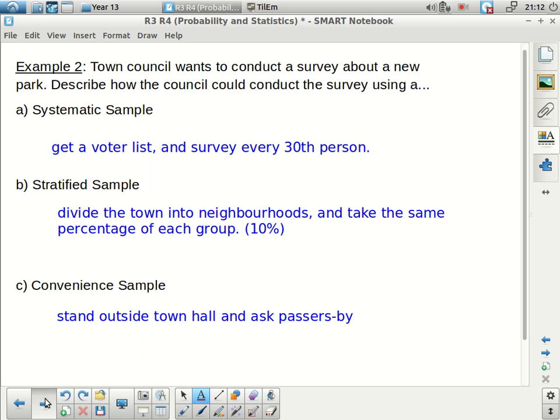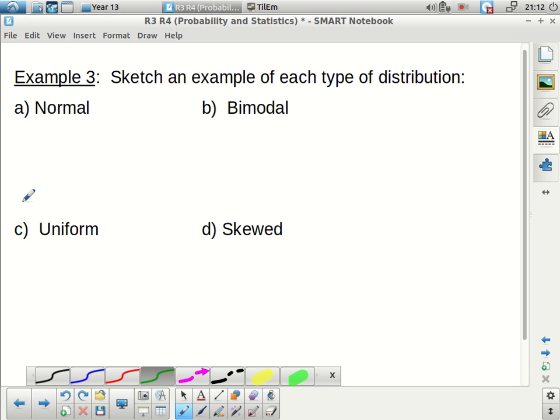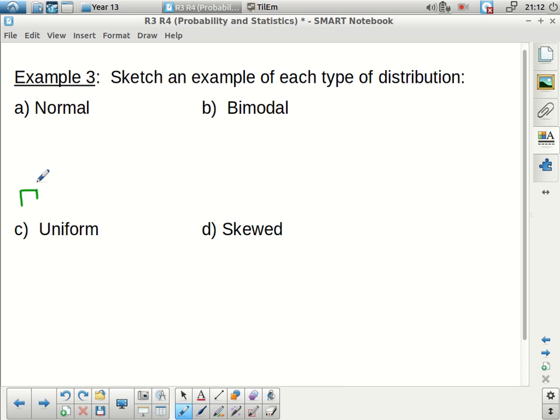And for our final example, we're going to review some of these shapes here. So sketch an example of each type of distribution: normal, bimodal, uniform, and skewed. Okay, so we'll start with normal. Normal is the bell curve type shape, so it looks something like this. Right, it has the highest frequencies in the middle and lower frequencies on the side. That's kind of a general bell shape.